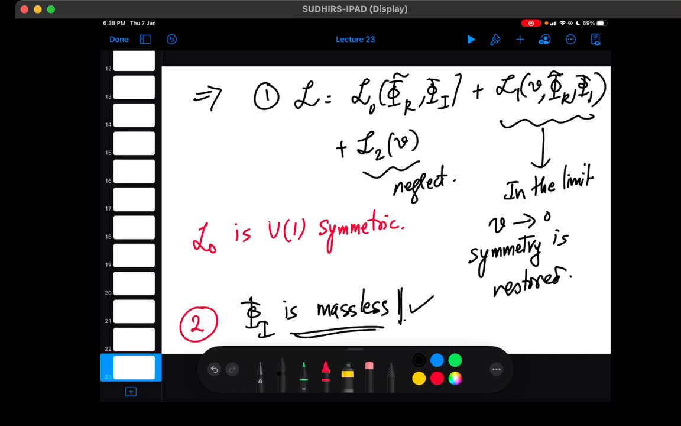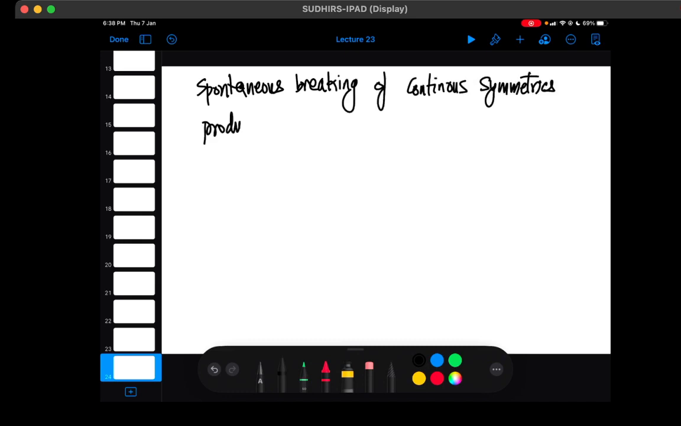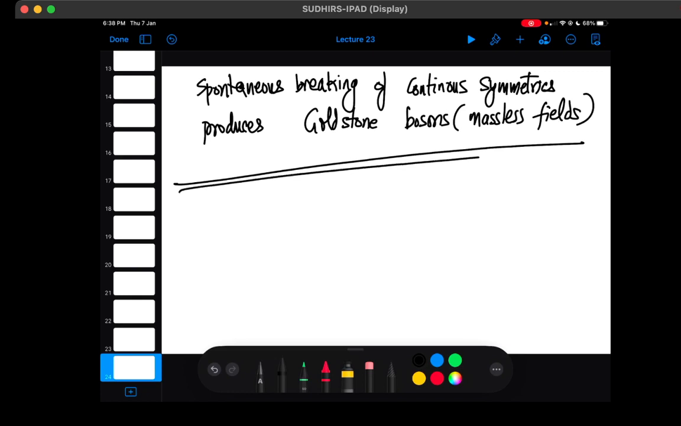So an important consequence of spontaneous breaking of continuous symmetries produces something called Goldstone bosons, or essentially massless fields. These are massless fields. This statement is called the Goldstone theorem.